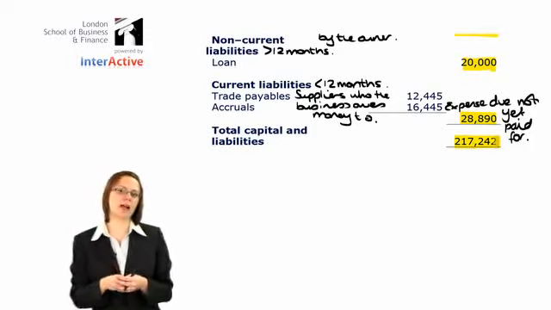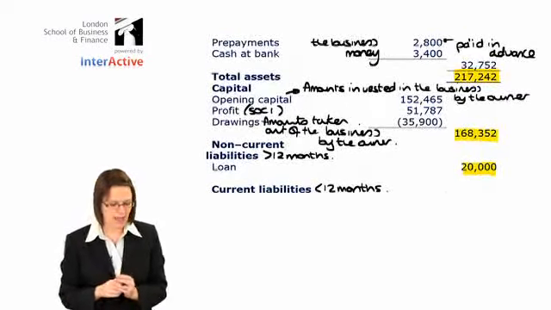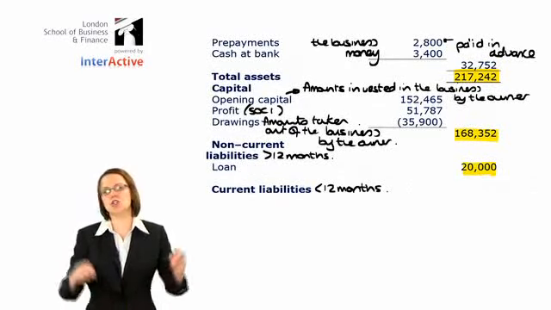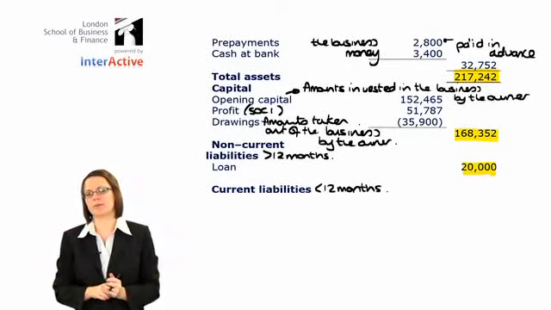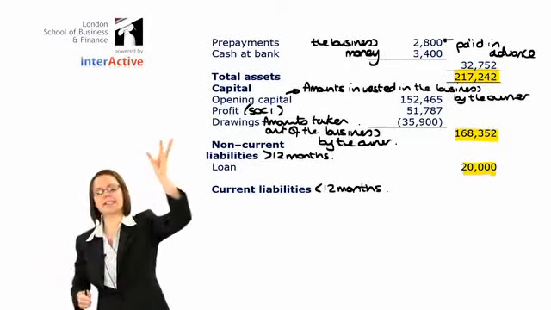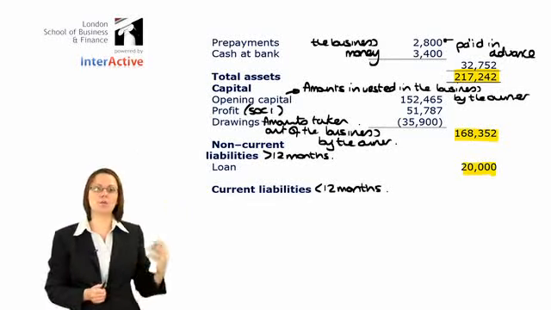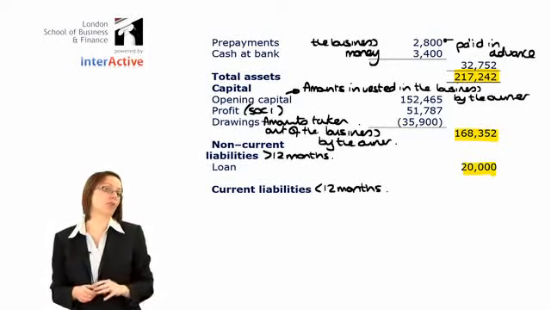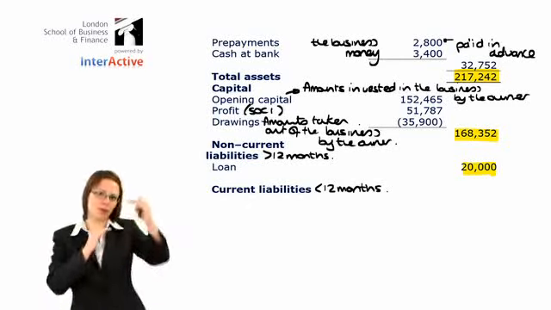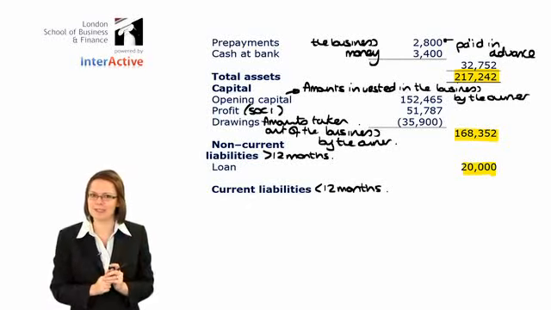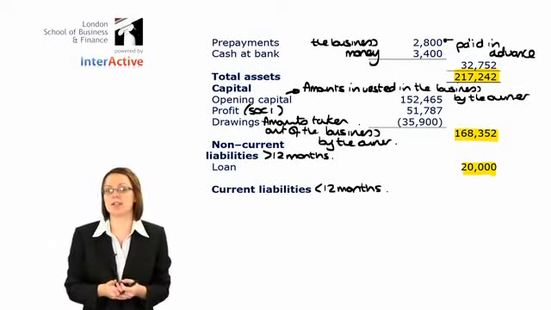Notice then that the total capital and liabilities figure is precisely the same figure as total assets. So your assets must always equal your capital and liabilities. Everything the business owns in assets must equal everything the business owes in liabilities, including owing that money back to the owner through capital. And that's why it used to be called a balance sheet, because both the top and the bottom half would balance. But it's now known as a statement of financial position, which I refer to in this course sometimes as SFP for short.